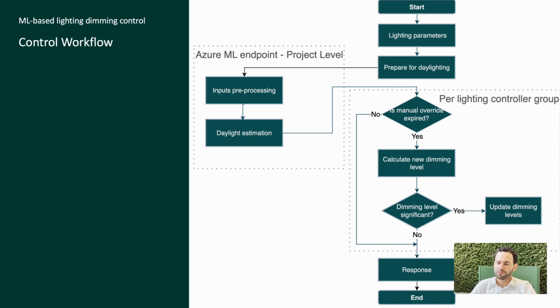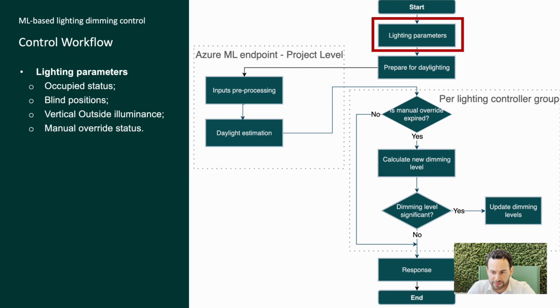So let's talk about the control workflow. This workflow will occur every time a dimming modulation calculation is required. There are a few steps, but we're going to go through the most important ones. The lighting parameters, that is, the required information that is needed from the building at any given time when a calculation is required.